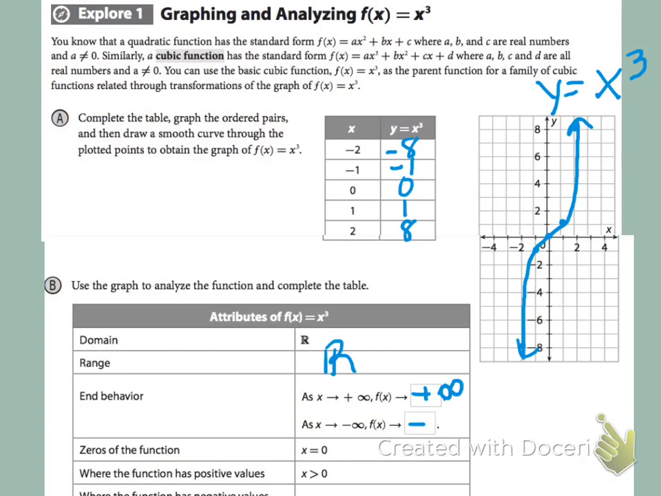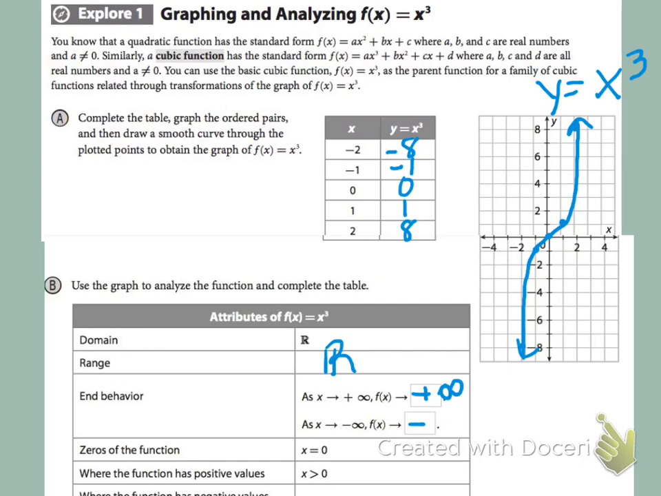Thanks for joining me today for Lesson 5.1, Graphing Cubic Functions. And specifically in this lesson, we're going to be focusing on cubic functions relative to the parent function x cubed.